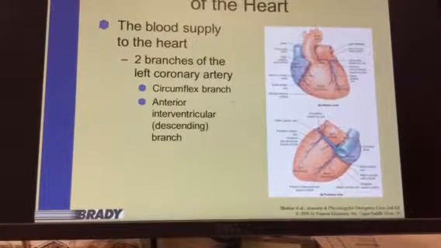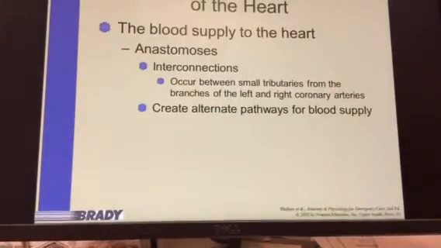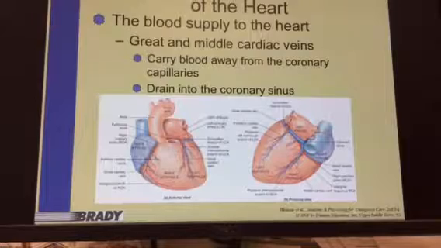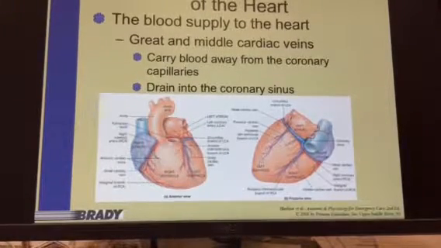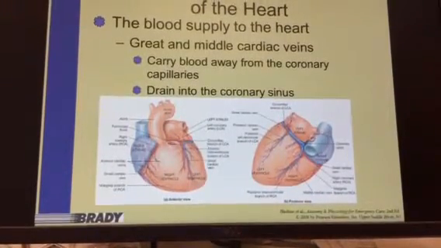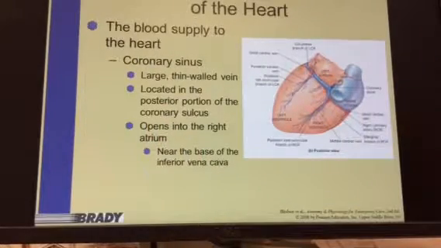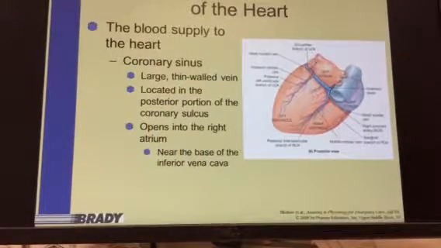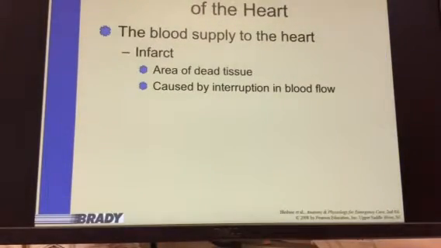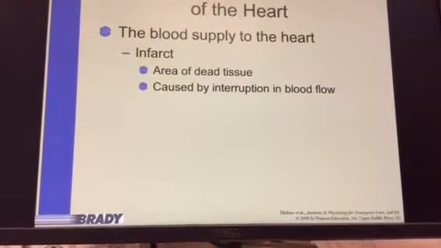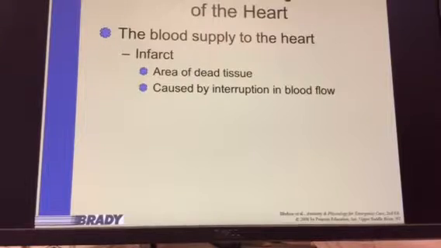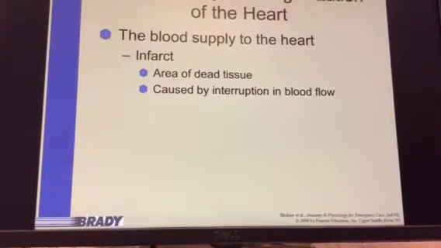So knowing this anatomy, you're going to know where some blockage is going to occur when we're looking at 12 leads and figuring those areas out. I'm not going to go over anastomosis right now, nor am I going to go over the other great veins. Those are basically the main ones that I really wanted you to go over: the right coronary, left coronary, and the branches.